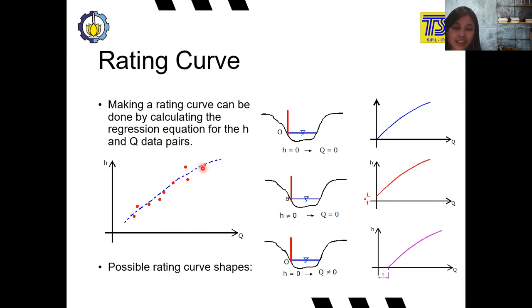This can be done easily using Excel. Excel can deliver the regression equation directly if you have such data. Here you have the Q and H data at each time step, and by using the regression equation you can draw the rating curve. So here, for example, are the possible rating curve shapes.